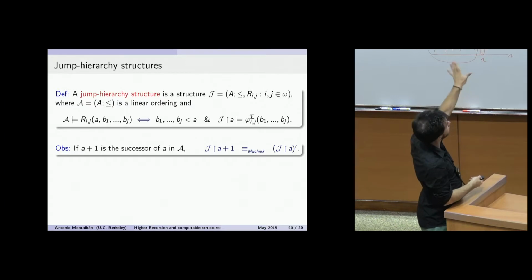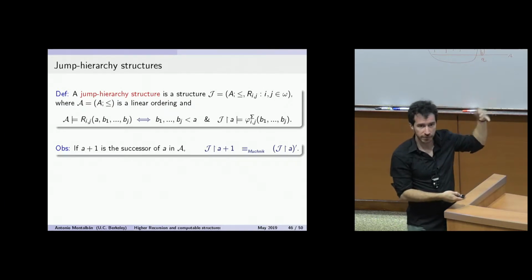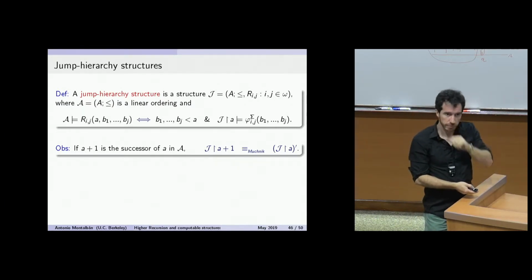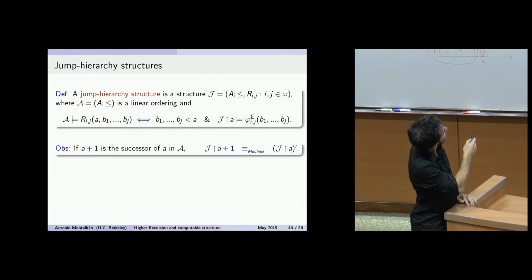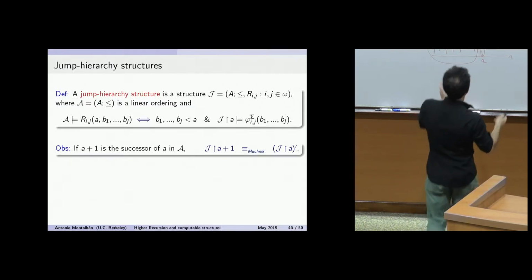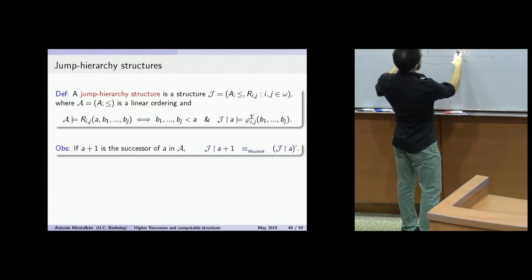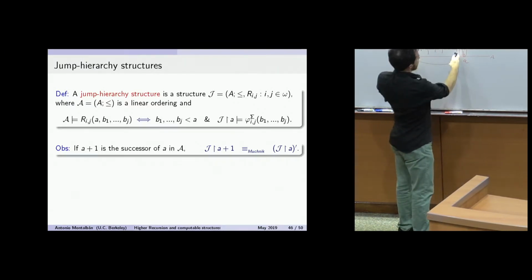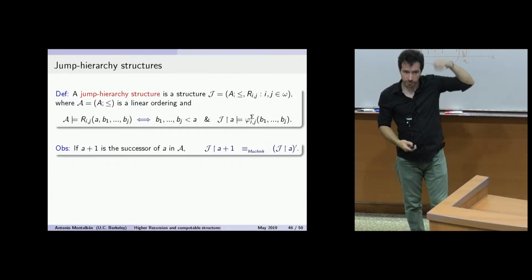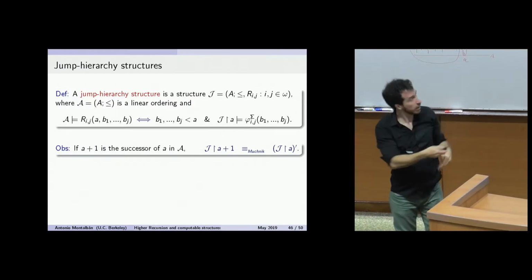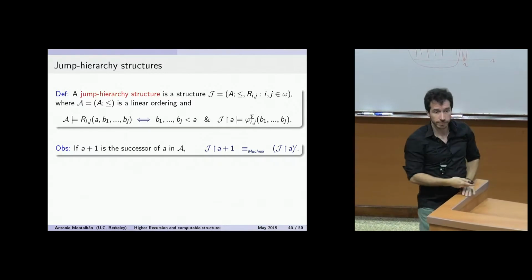And this is not a presentation. This is an isomorphism type. It's isomorphism types. Whenever you have that something is the successor of something else, J at A plus 1 is much more than that. So up to here is the jump of the previous one, right? Because if you have the jump of the previous one, you can figure out this column, this extra value. So every time you go plus 1, you get the jump of the previous one.